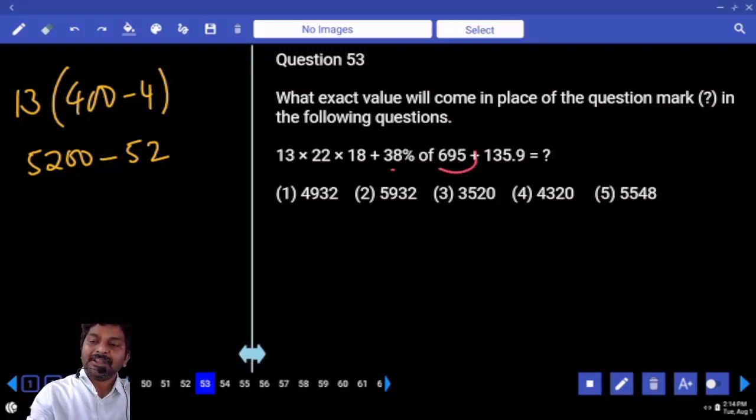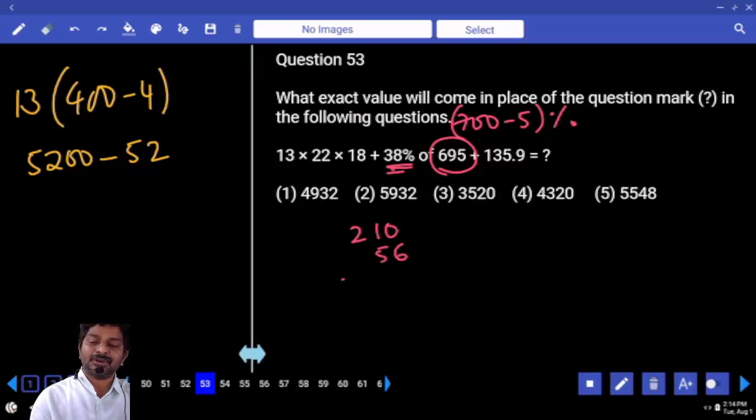Now take this fellow as 700 minus 5%. Is that okay for you? 700% of any number is 7 times of that fellow only. 30 into 7, 210, 8 into 7, 56, total 266. That is how many times? 7 times. That means we have 700%, right? But from that we have to subtract 5% value.